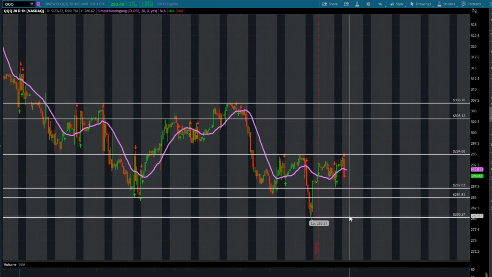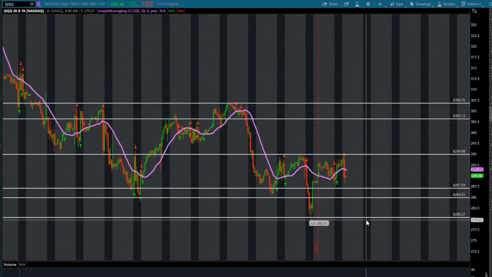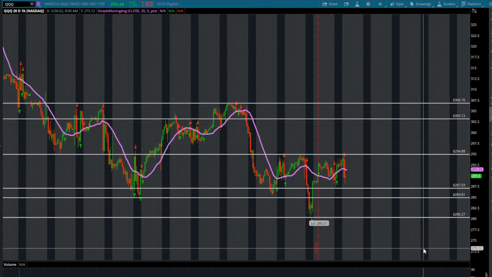Obviously cover your short position at 280. Or excuse me, from 284.81, we'd have room down to 280. At 280, cover your short position there. Could be looking at a bounce. If we do get a nice little bounce off of 280 and then start to dip below, that's another short position there.